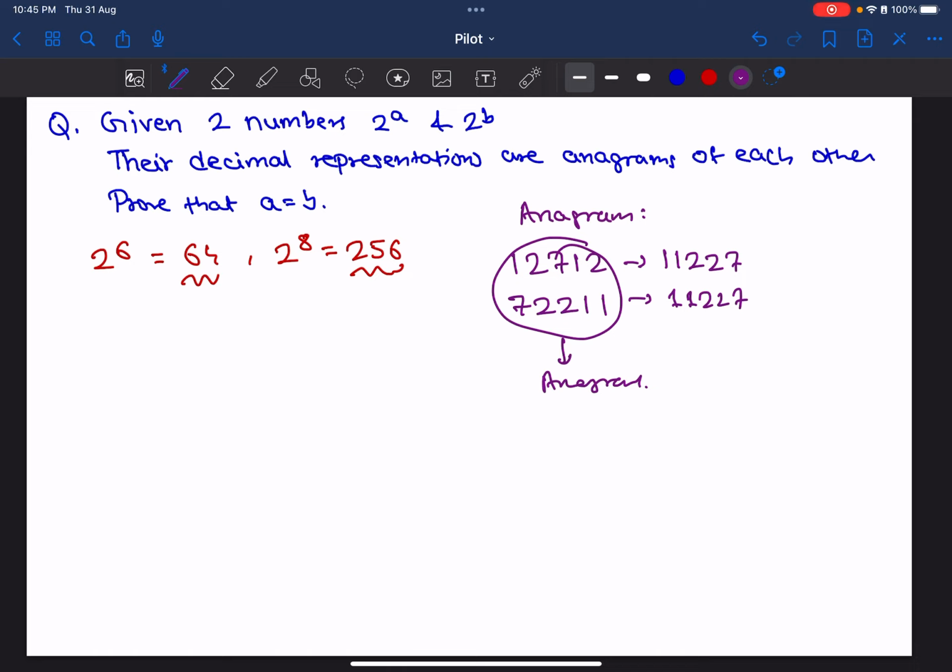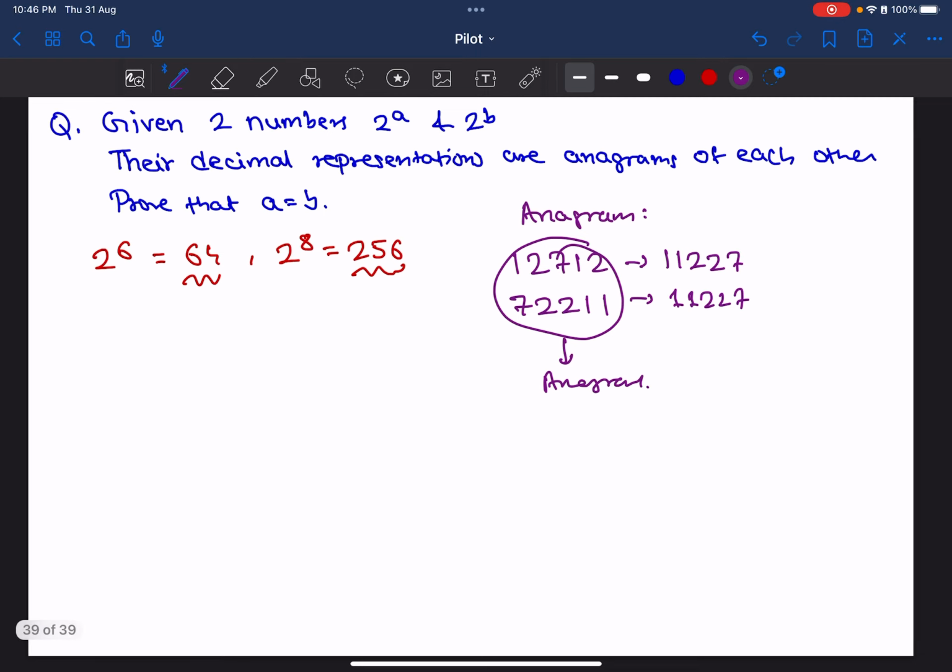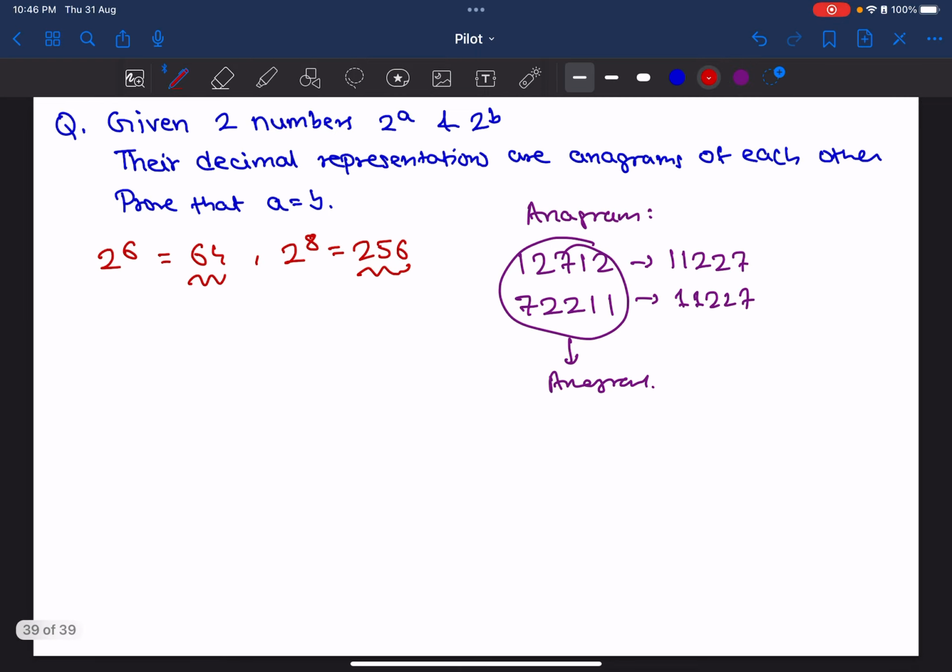If we have two numbers 2^a and 2^b, and the decimal representations are anagrams of each other, then the only way it can happen is when a equals b. So you cannot have a not equal to b and those two things be anagrams of each other. So we have to prove that a equals b. That's the question here actually.